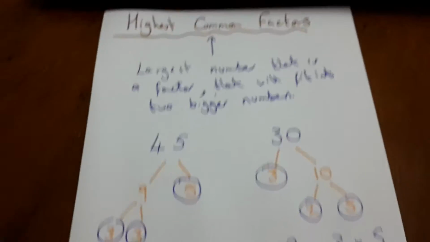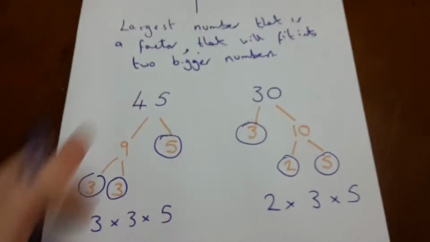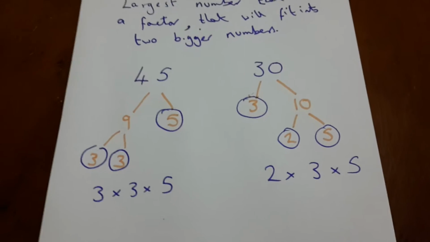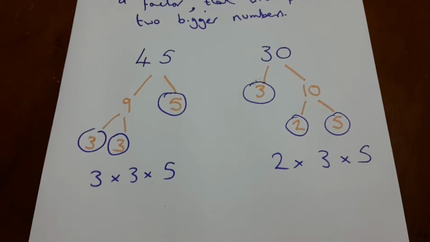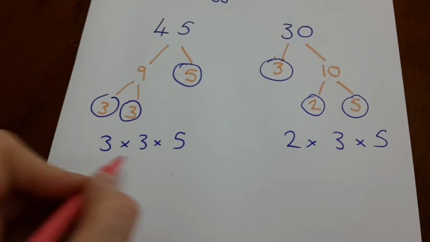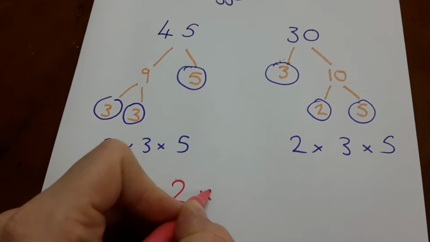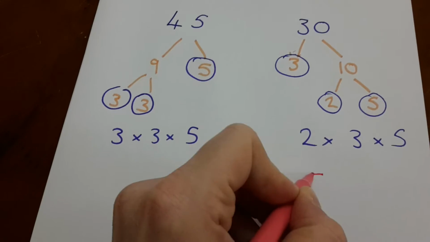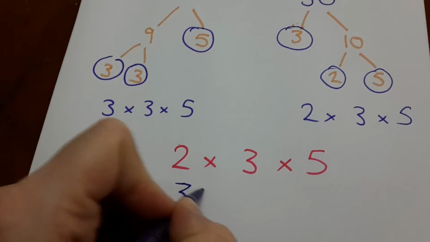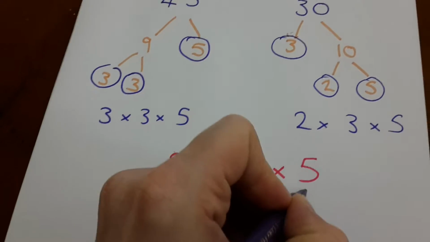Okay, how I find the highest common factor is this. You've probably been shown a Venn diagram, and lots of other methods. I'm just going to show you the listing method. What you do is you write your smallest number on top, your larger number on the bottom. Really, it's not the end of the world if you do it the other way around.